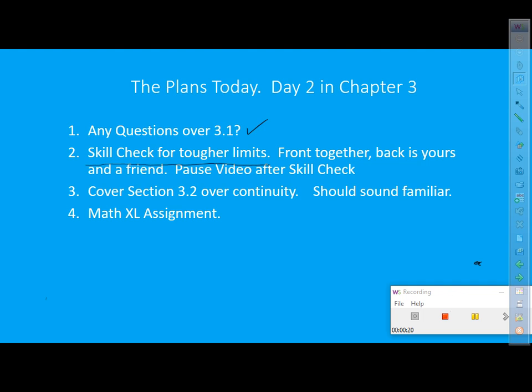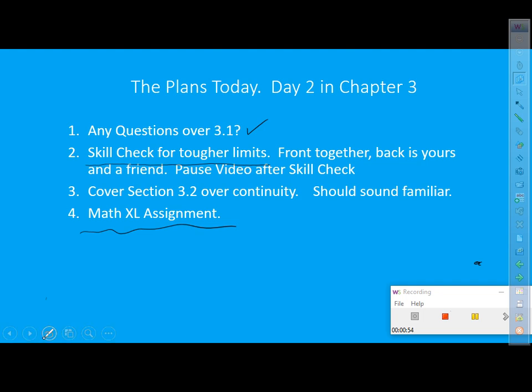If you would at that time, pause the video, find a friend, and see if you guys can do the back. And then as soon as you get the back done, if you would, fire the video back up, and then let me teach you about continuity. It's going to be review for you because continuity is the same as domain. And then I got your assignment on Math Excel.